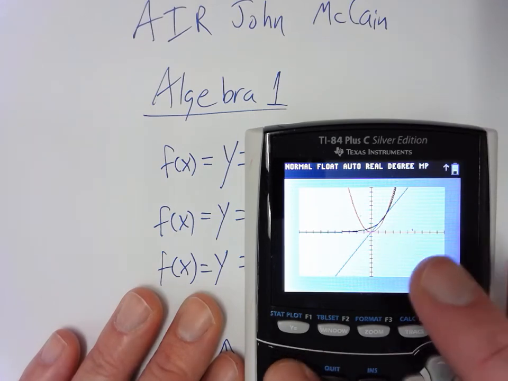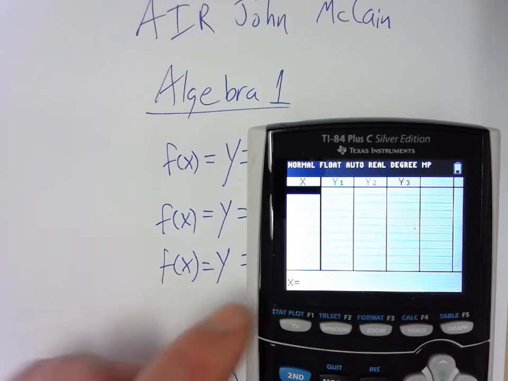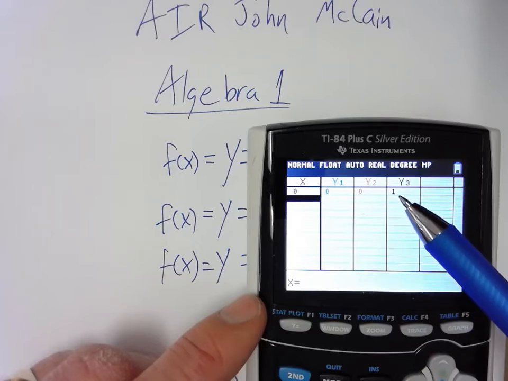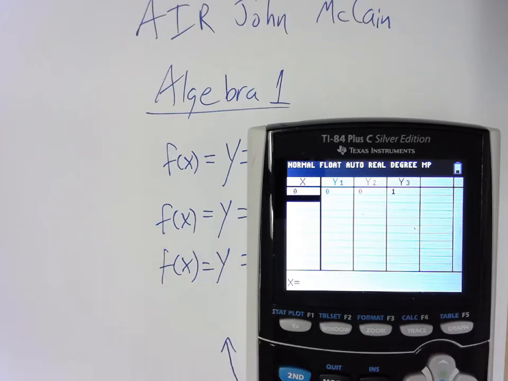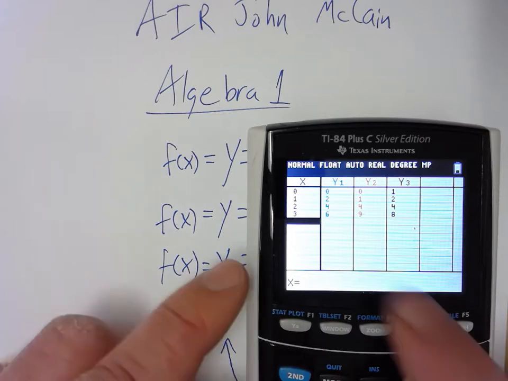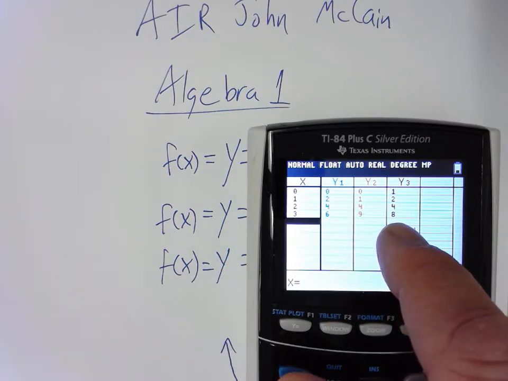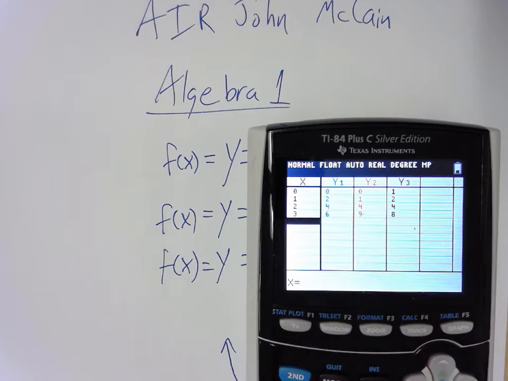You can see that here in the table. If I go to the table and I put 0 in here, then the line is 0, the quadratic is 0, and then the exponential is 1 because 2 to the 0 power is 1. But then as I start putting in numbers like 1, 2, 3, hey, they're all the same at 2, 4. And then the exponential here is rising kind of slowly in the beginning, but it really takes off here in a second.